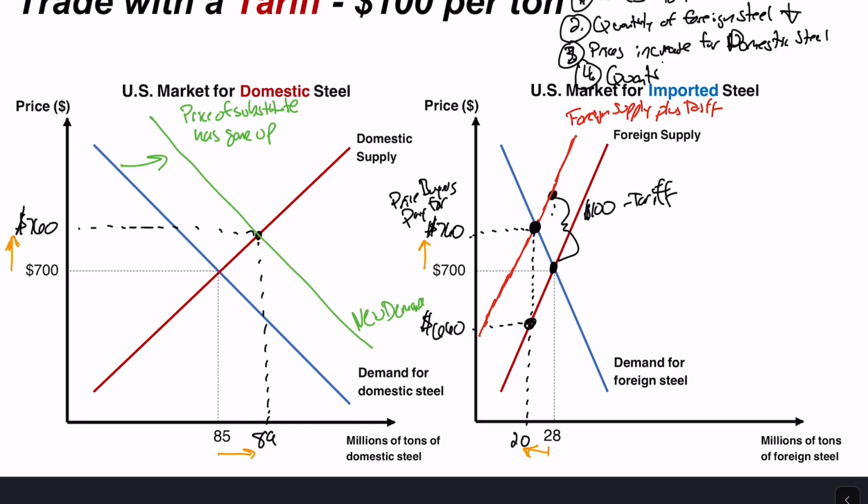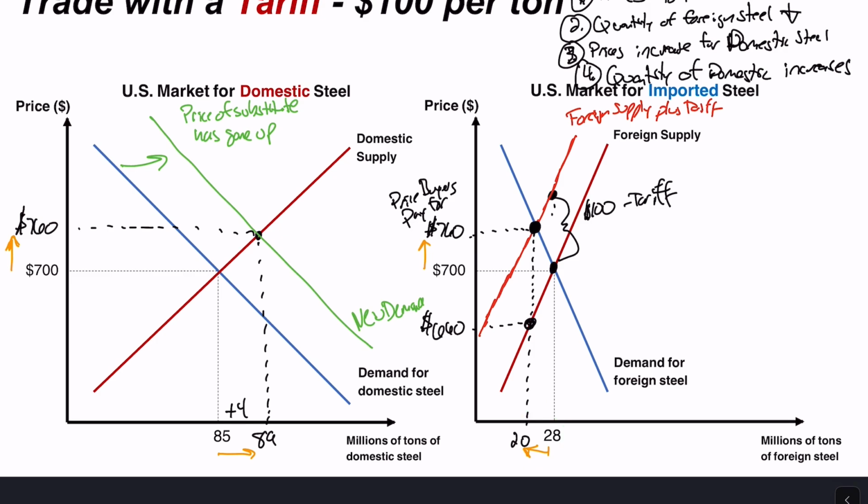Quantity of domestic steel increases. Okay. So a couple things going on. Our increase in domestic steel is going from 85 to 89. So we'll get an increase of 4 tons produced in the United States.